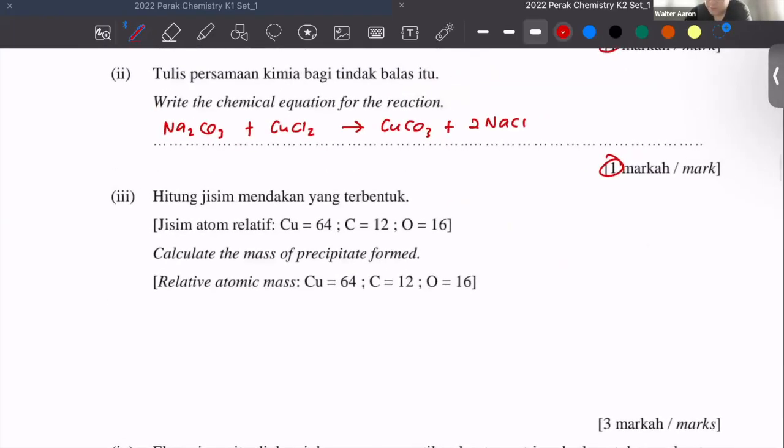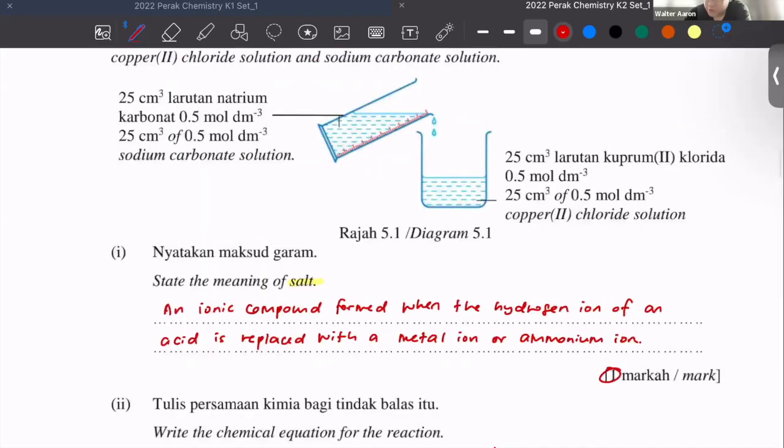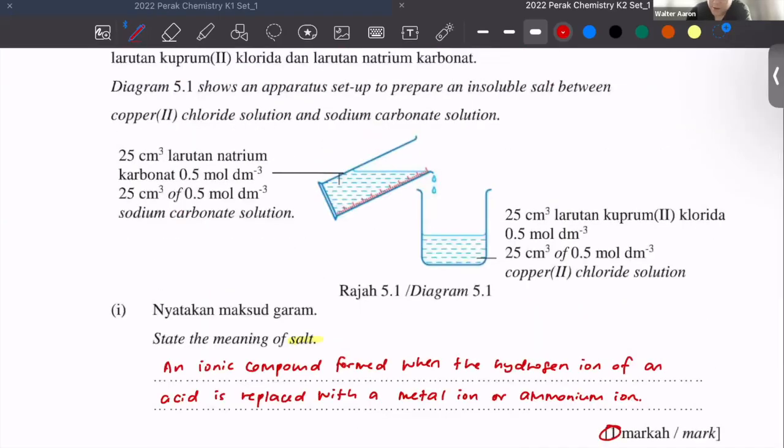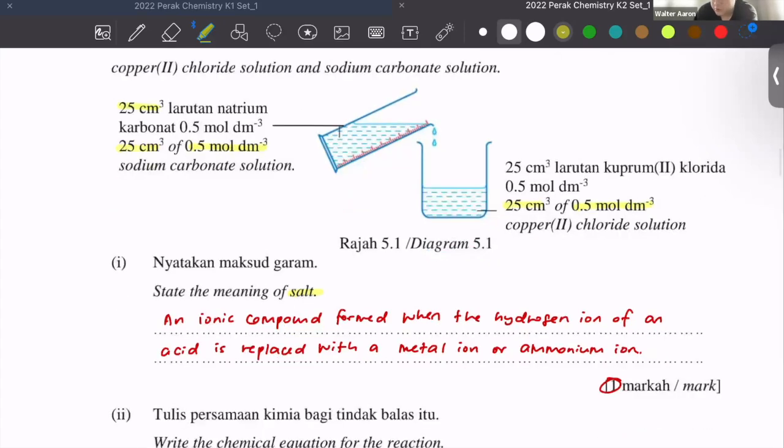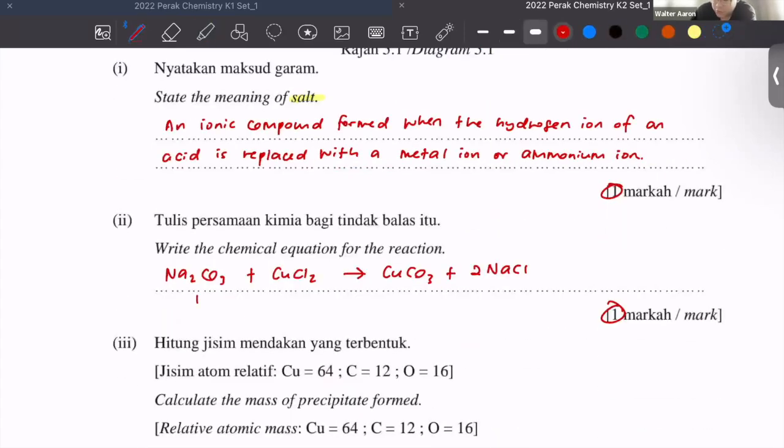Third one, calculate the mass of the precipitate formed. So according to this question, what they have is 25 cm cube of 0.5 mole per dm cube of sodium carbonate. And another one, which is 25 cm cube of 0.5 mole per dm cube of copper chloride solution. So you can see in this question, they're all 1-to-1 ratio. So if they have the same molarity and also the same volume, they should have enough. There's no excess, there's just enough for it to react completely.